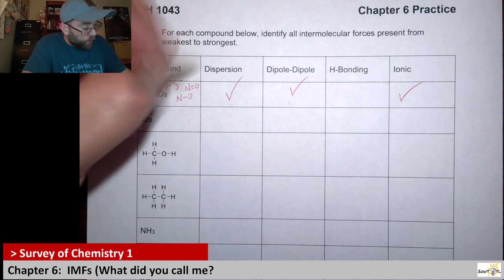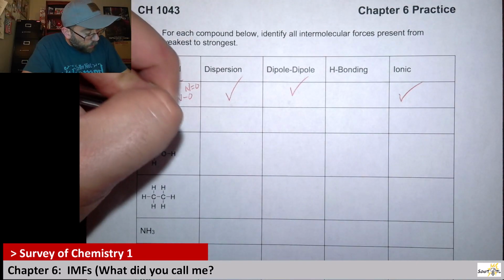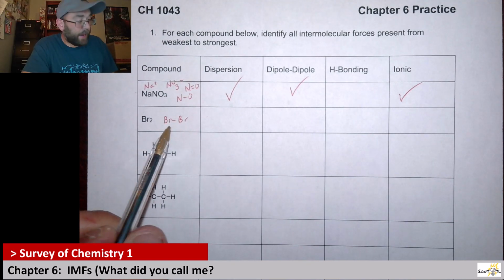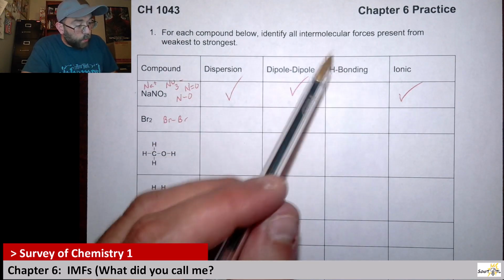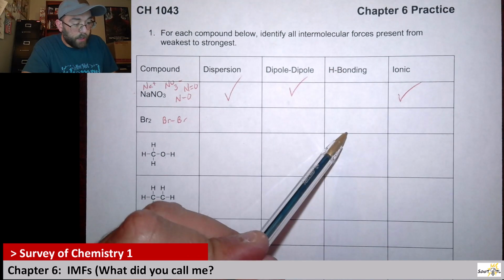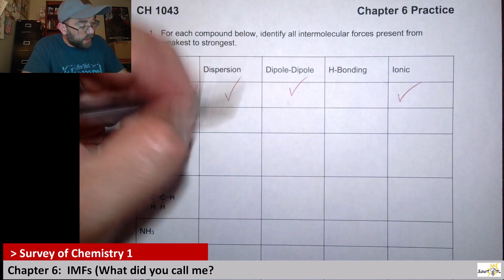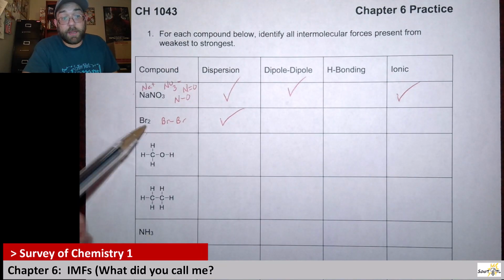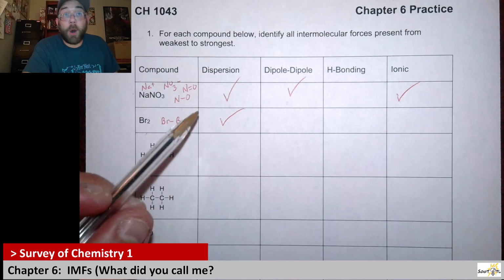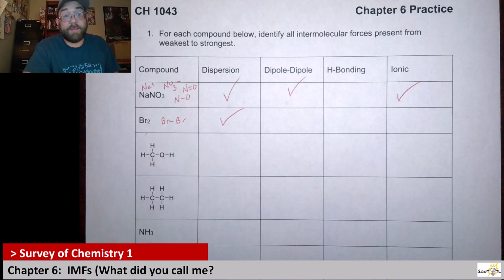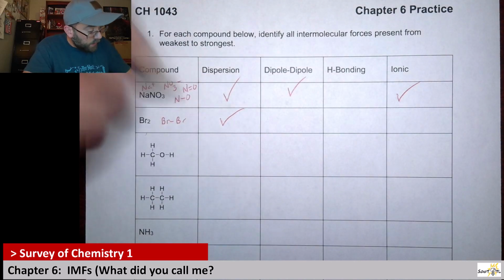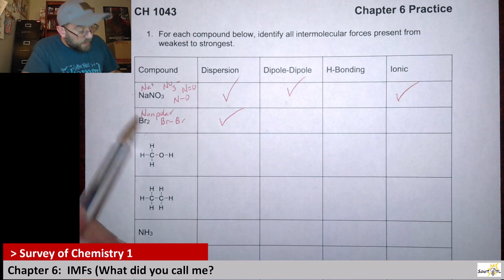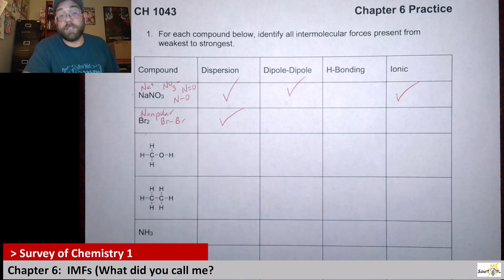Now with Br2, all you've really got here is a bromine-bromine bond. There's no difference in electronegativity between 2 bromine atoms. So we don't have dipole-dipole, we don't have hydrogen bonding, and we don't have ionic. The only thing that this has is dispersion. Anytime you have 2 of the same element attached, these are pretty much non-polar molecules, and all they're going to have is dispersion. Non-polar molecules are typically only going to have dispersion.